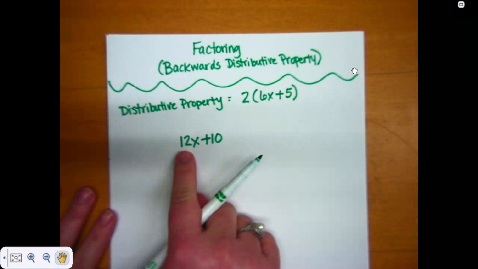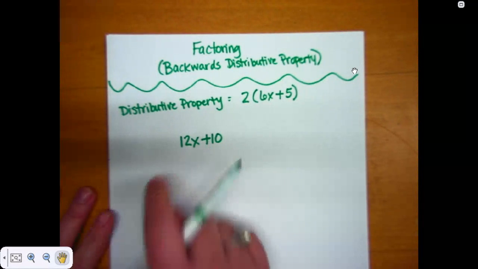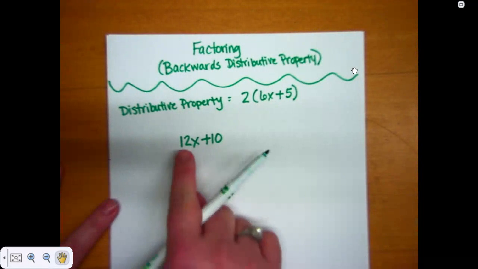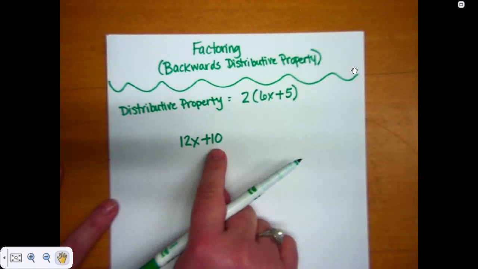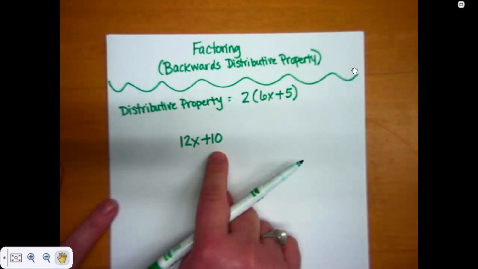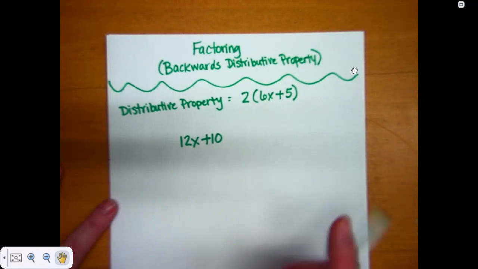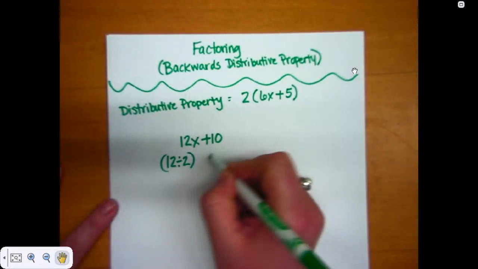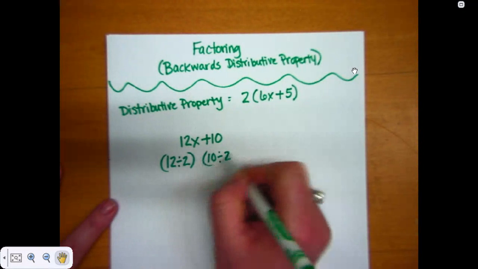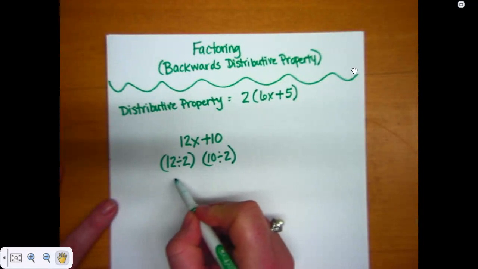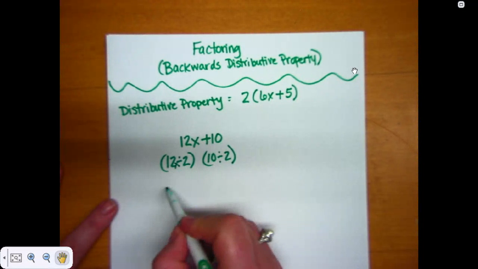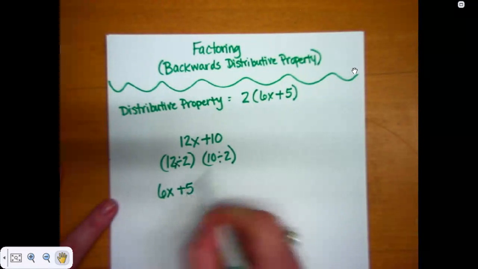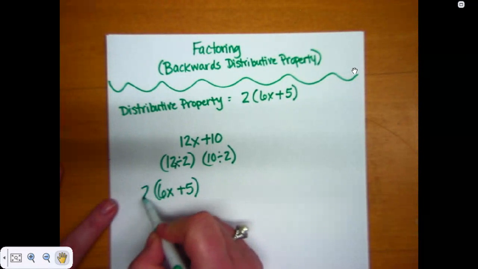So I could look at this 12 and look at this 10 and say, what factor do they have in common? So I could see that they're both even. So I would know that I could factor out the 2. So I would say 12x divided by 2 and 10 divided by 2. And that would give me 6x and positive 5. And what did I factor out? I factored out the 2.